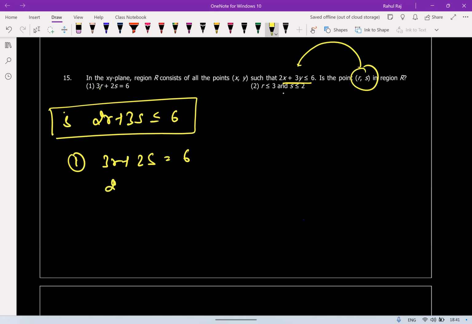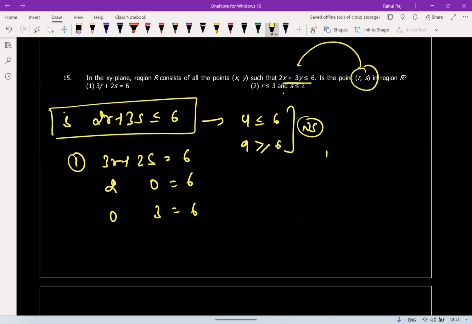Imagine if I put r as 2, s as 0, I'll get 6. Imagine if I put r as 0, s as 3, I'll still get 6, right? So my first point (r, s) is (2, 0). If I put (2, 0) here, I'll get 4, less than or equal to 6. My second point is (0, 3). If I put (0, 3), I'll get 9, greater than 6. Not sufficient, straightforward logic.